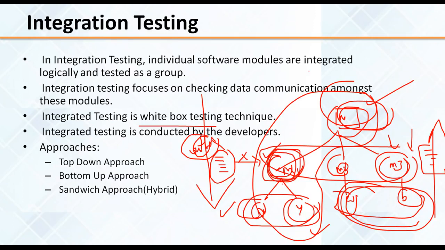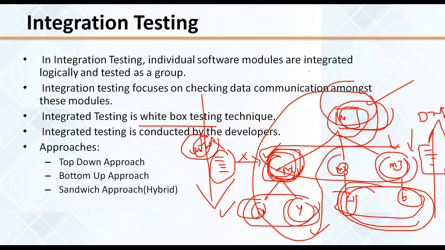This is called a driver. A driver is again a temporary program. If any main module is not yet implemented, instead of this main module, we will write a temporary program that is called a driver. So the approach is different. Driver and stub are both the same, but in the top-down approach we call it a stub, and in the bottom-up approach we call it a driver.